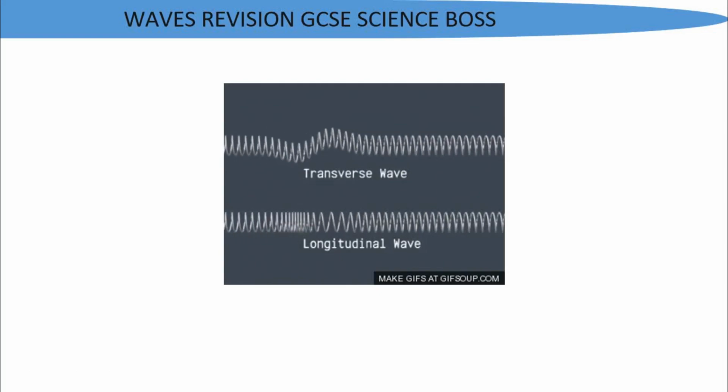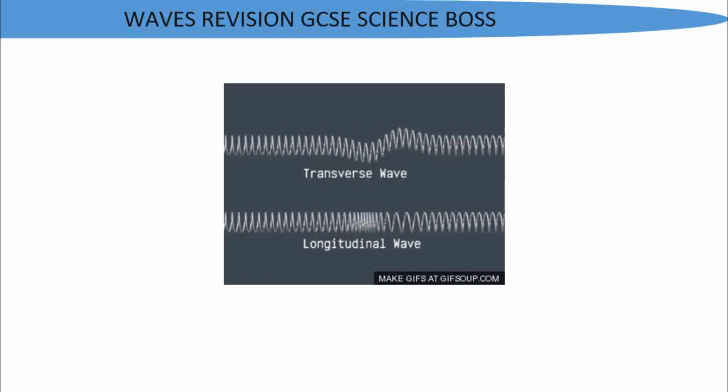You're looking at a transverse wave and a longitudinal wave. And as you guessed, in today's video we're going to be looking at a quick revision video for waves. I'm not going to look at everything, but this is mainly for combined science, foundation and higher. It doesn't really cover a lot of the triple science material. Nonetheless, it's a good video to use to revise and get your flashcards prepared.